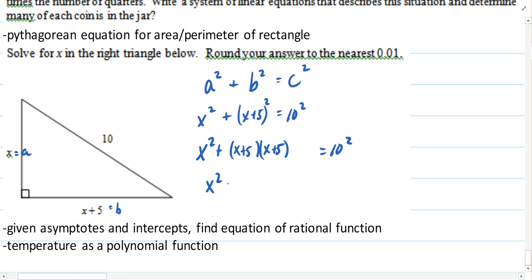And in the process of FOILing that, you do get x², and you do get 5², but you also get some terms in the middle, x times 5 and another 5 times x, or in other words 10x in the center here.